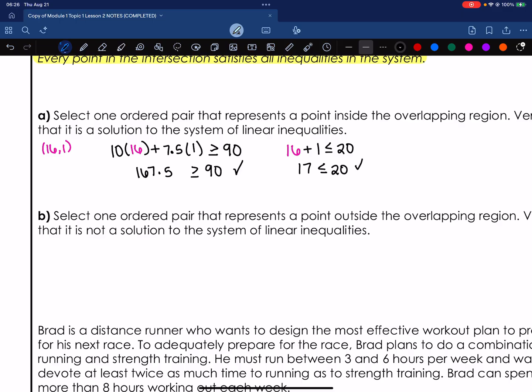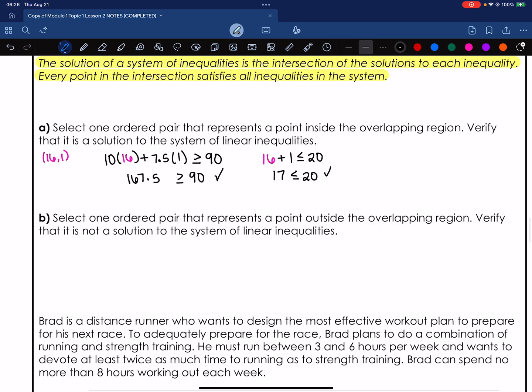Now, we did have two other stipulations. Our x's had to be greater than or equal to 0 and our y's. So to double check that, 16 is our x. That is greater than or equal to 0. And 1 is our y. That is also greater than or equal to 0. So this is showing that the point 16, 1 works in all four of our equations. Okay, now the next part, select an ordered pair that represents a point outside the overlapping region. Verify that that is not a solution to the system of linear inequalities.